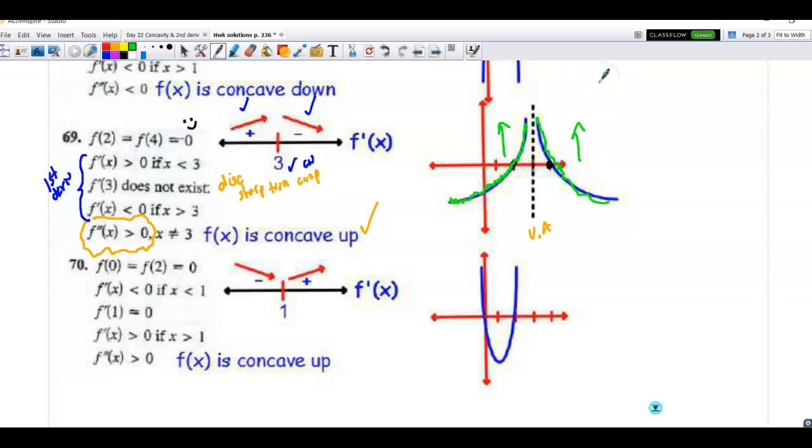So these are not hard. You just have to keep playing with them and making until you get the graph that meets all the criteria.